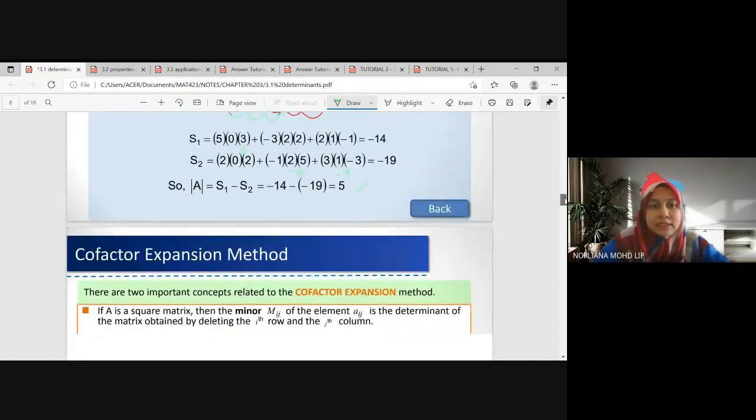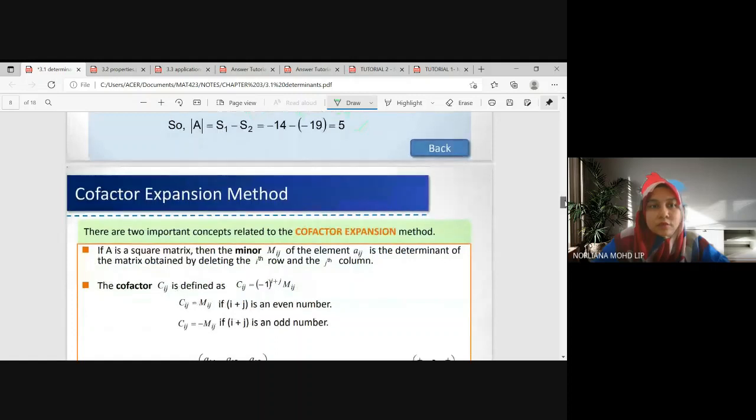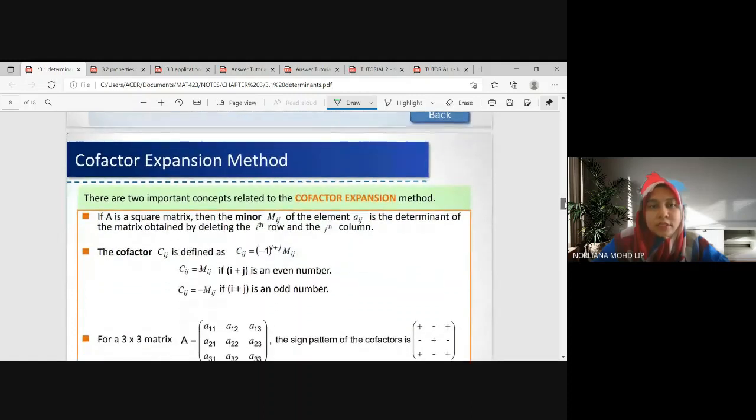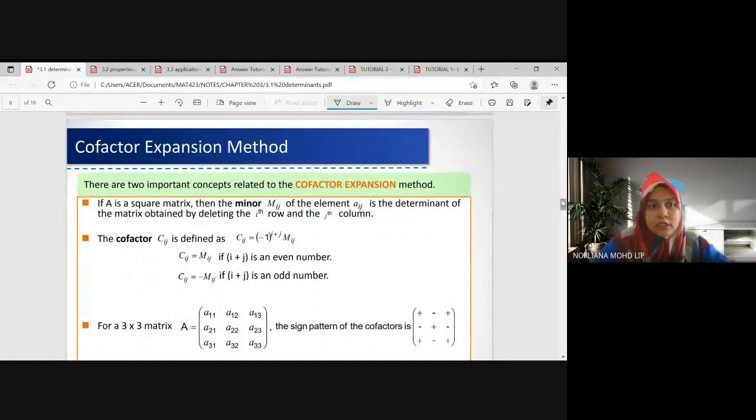Okay, next method, the second method for matrix size 3 by 3 and above. We can use the cofactor expansion method. Okay, this is the second method for matrix size 3 by 3 and above. Cofactor expansion. If A is a square matrix, then the minor Mij of the element Aij is the determinant of the matrix obtained by deleting the i row and j column.